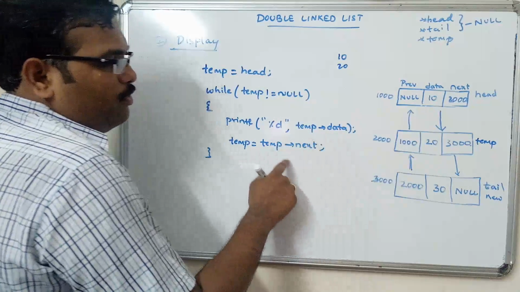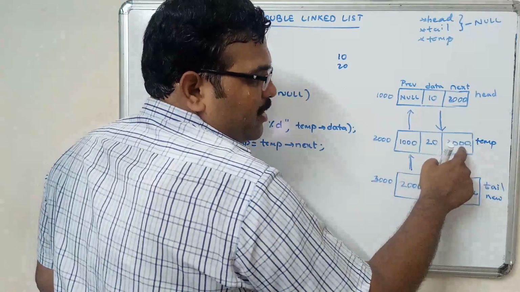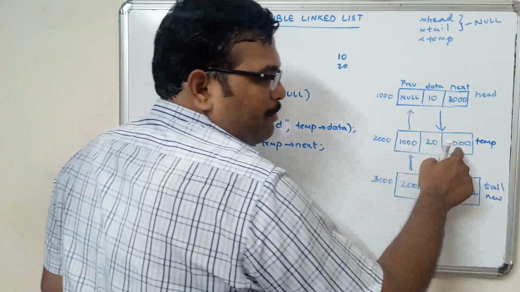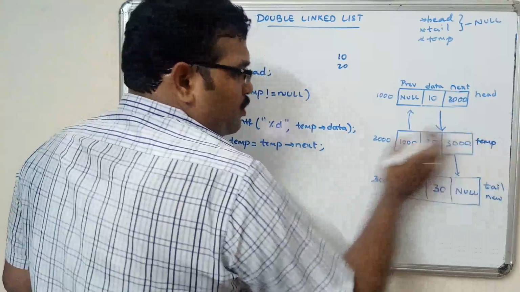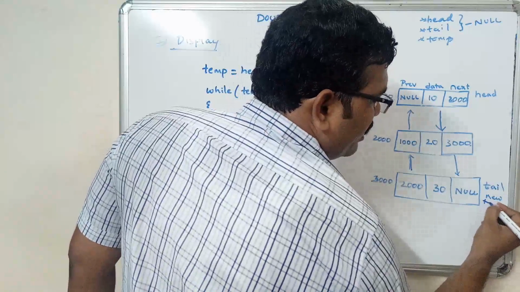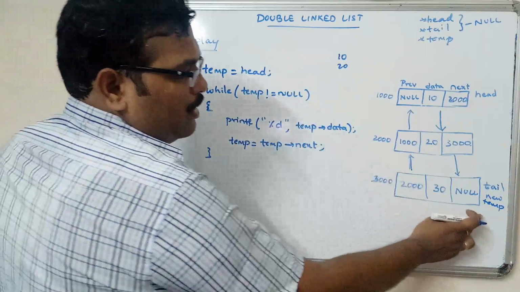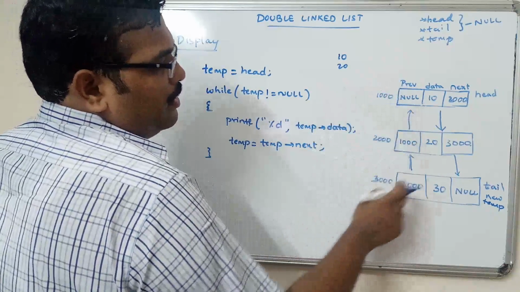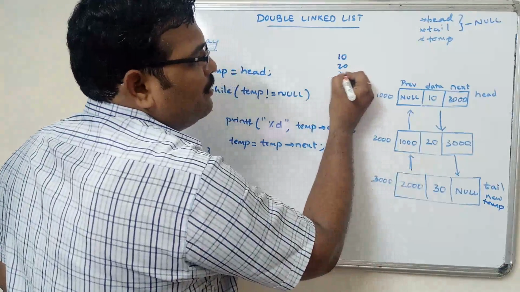Next, temp is equal to temp of next. What is the temp of next? 3000. This is the temp of previous, this is the temp of data, this is the temp of next. So temp of next is 3000, so it is assigned to temp. So now temp points to the next element. Temp not equal to null, 3000 not equal to null, true. So temp of data 30 will be printed.